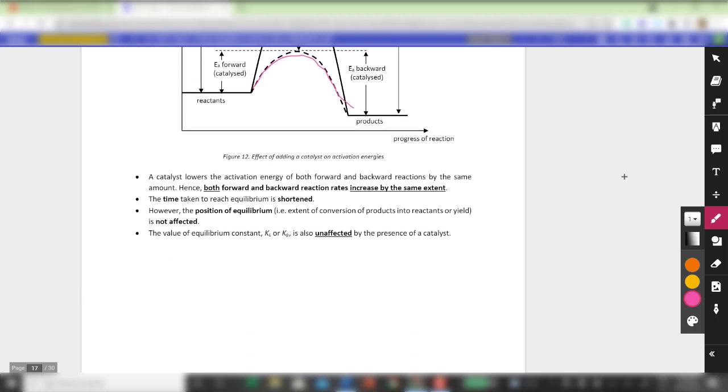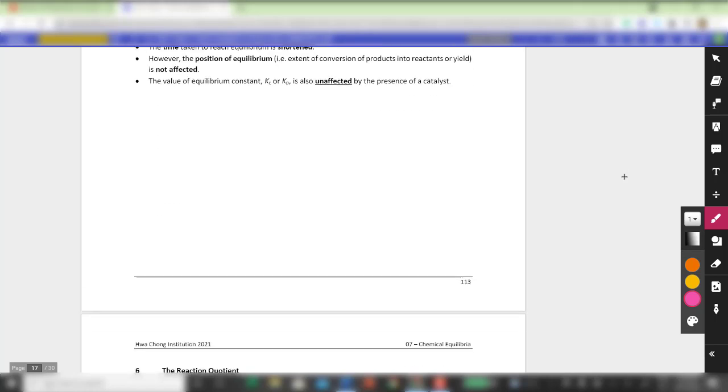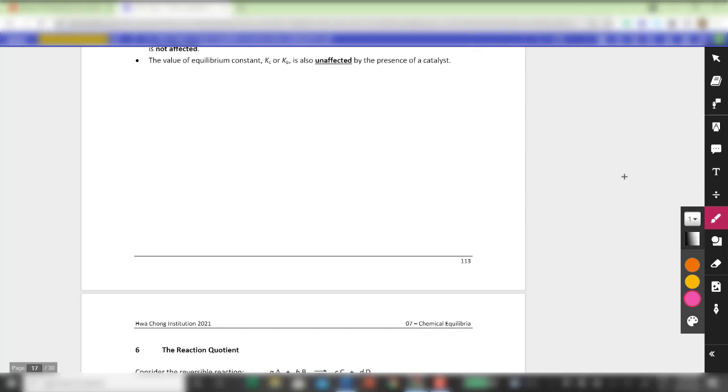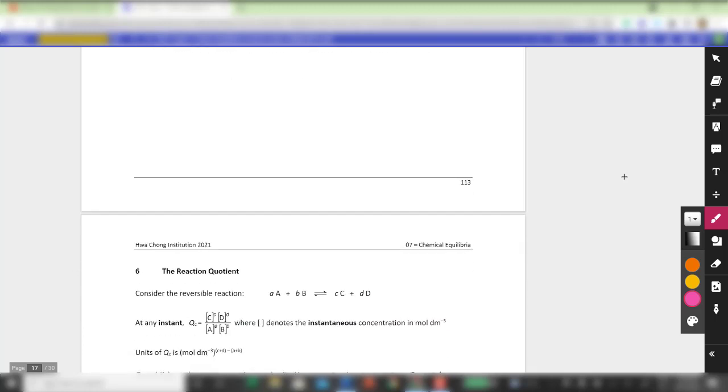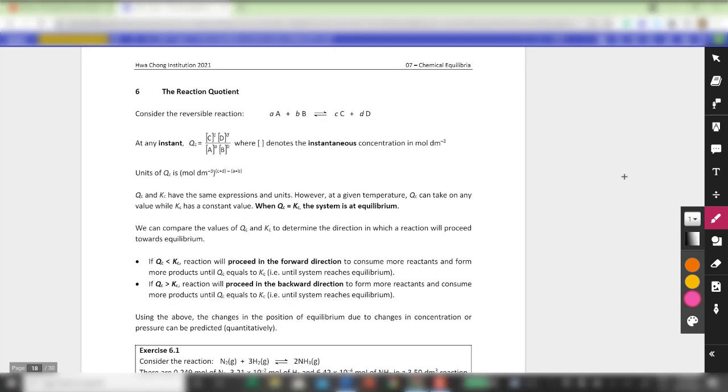Kc and Kp aren't affected by the presence of catalysts, but the system is brought to equilibrium at a faster rate. That will be the end of the first segment of the video lecture. In the next lecture we will be talking about 6 onwards.